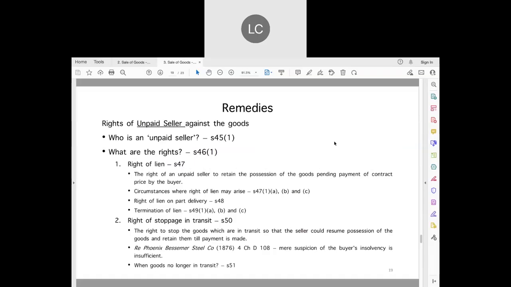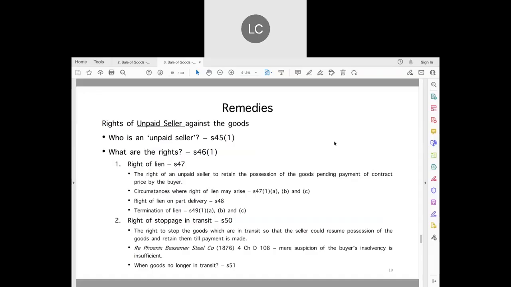Okay, so let's look at the first one, right of lien. A lien is basically a right which entitles a party to hold on to the possession of the goods pending payment of a debt owed. That means if you don't pay, I have the right to hold the possession of the goods until you pay. So in our case here, it refers to the right of the unpaid seller to retain the possession of the goods pending payment of the contract price by the buyer.